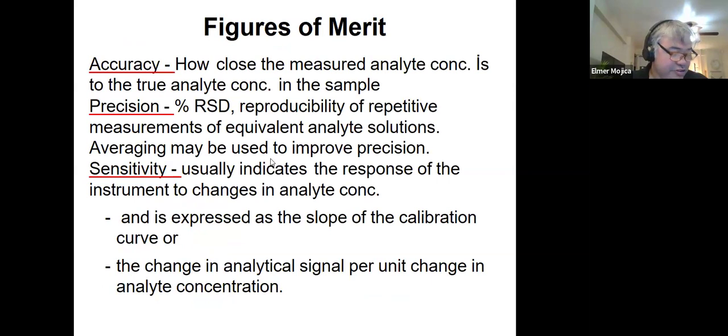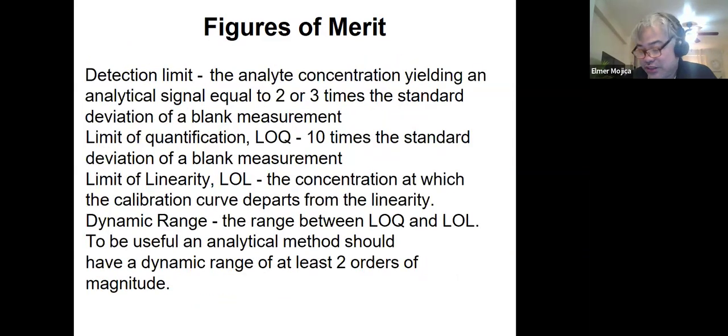Okay, and the other figures of merit, so this is just going back to your analytical chem. Accuracy: how close the measured analyte concentration is to the true analyte concentration in the sample. Precision: how reproducible they are. Sensitivity: this is just the slope. You want the slope to be higher, okay? Signal over the concentration, the slope of the calibration curve or the change in analytical signal per unit change in the analyte concentration.